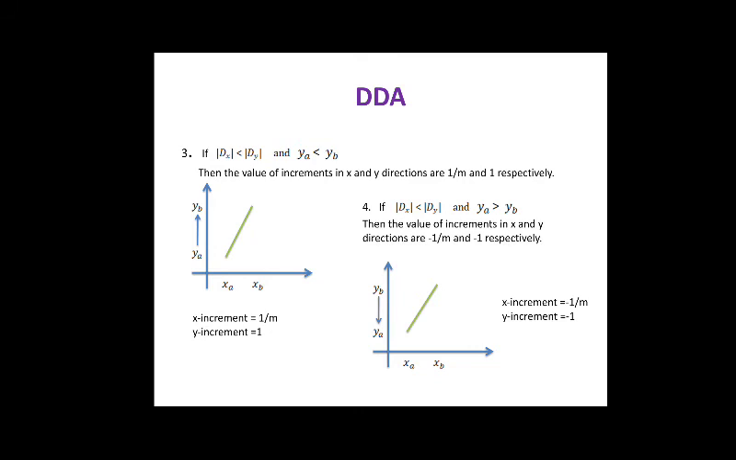So whenever we have a sharp or a steep slope, then we increment x by 1 by m and y by 1. When we have a gentle slope, then we increment x by 1 and y by m. And whether it is positive or negative depends upon the direction in which we are drawing the line. From left to right, take a positive value; from right to left, take a negative value. So this is the concept.